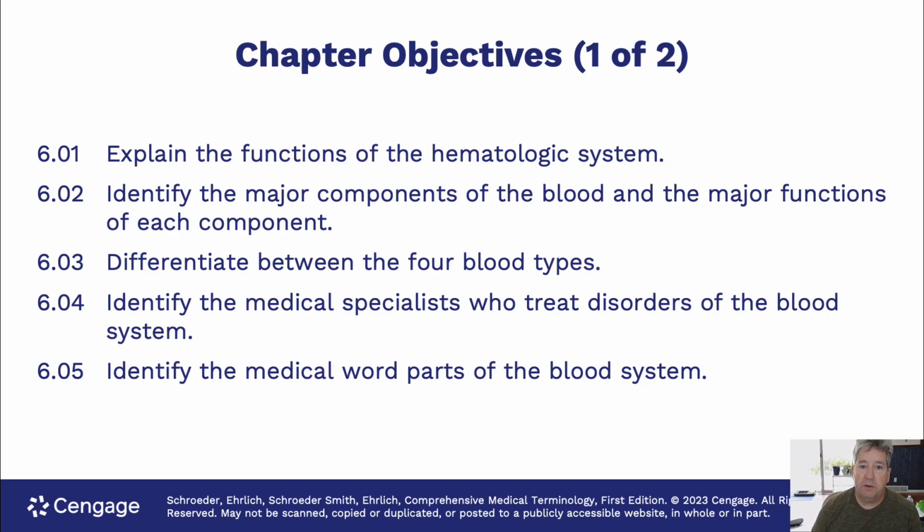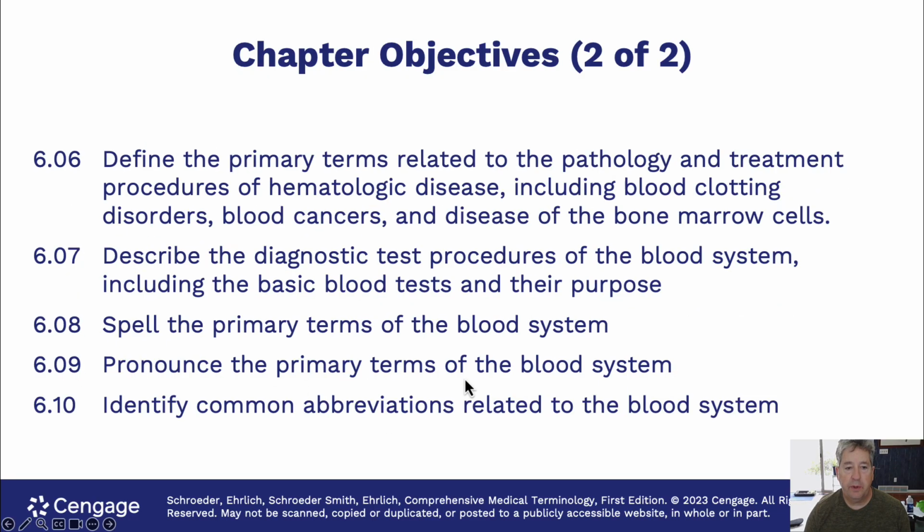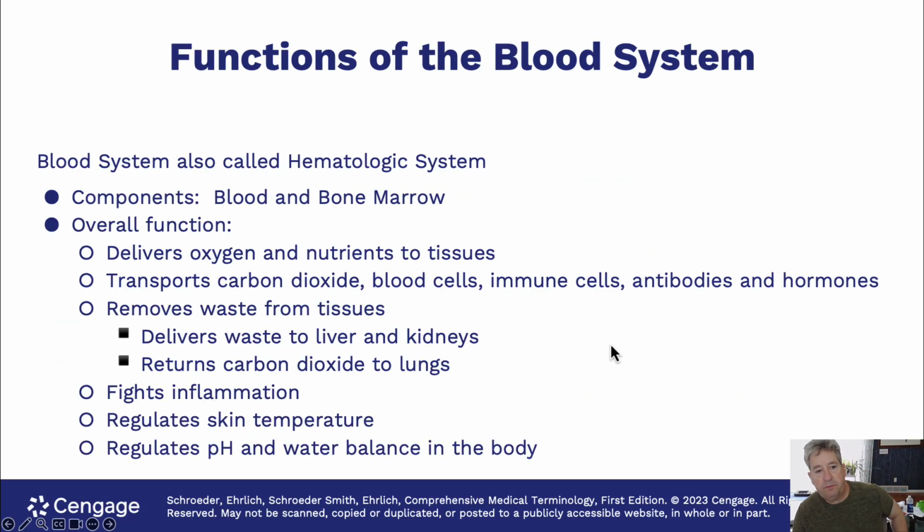There are multiple objectives for this chapter. First and foremost, to explain the functions of the hematologic system. Then identifying the major components of the blood, differentiating between the four blood types, identifying medical specialists, identifying medical word parts for the blood system, defining the primary terms related to pathology and treatment, describe the diagnostic test procedures, and then be able to spell the primary terms, pronounce the primary terms, and identify common abbreviations related to the blood system.